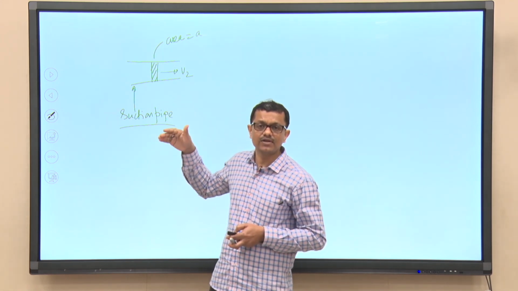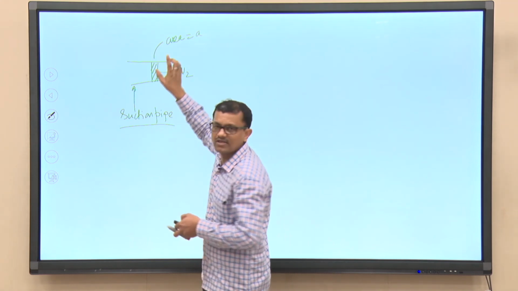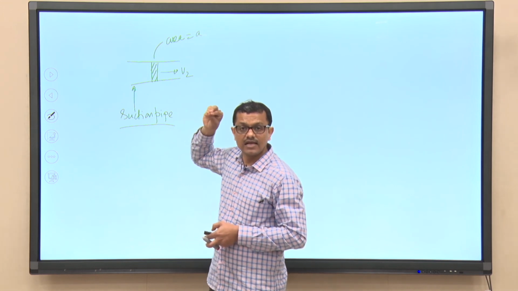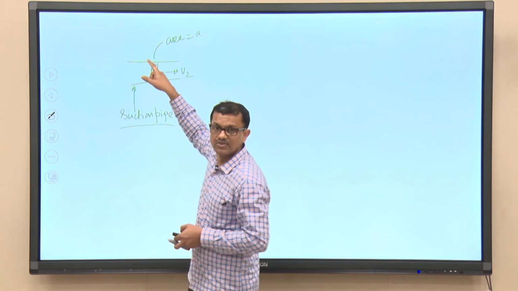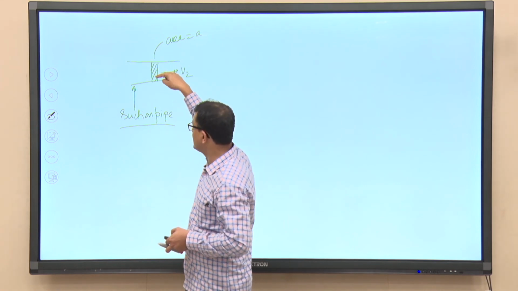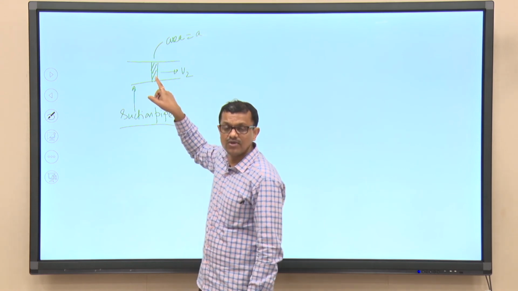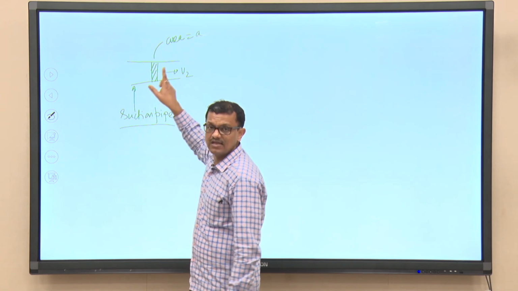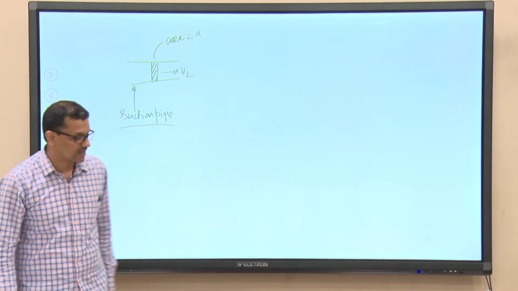So, what do we need to do? We need to calculate velocity at different portions of this particular cross section. We have to calculate the kinetic energy, that is V square by 2g, at every portion of the cross section, and then integrate, and that is what we have studied in our classical fluid mechanics.